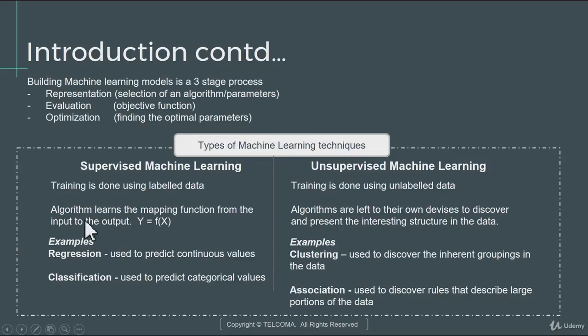And the algorithm, as I already told you, learns the mapping function from the input to the output. The most simple example would be regression, like I just mentioned, when you're trying to predict the score that the student will obtain in his final examination. Or it could be a case of classification. Let's say you're predicting a categorical value, something like whether a student will pass or fail.